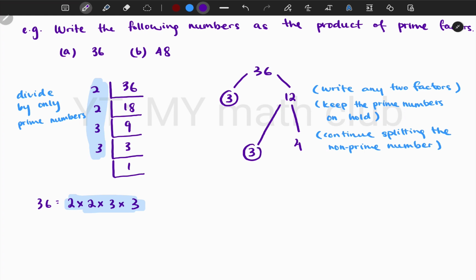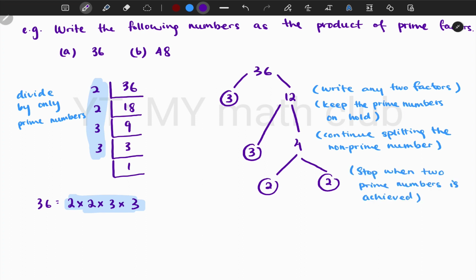Again, I see that the prime number 3 is there and I'm going to put it on hold and I'm going to continue branching from 4. At 4, I'm going to branch out into 2 times 2, and over here, I already get 2 prime numbers, right? These 2 prime numbers, I cannot continue splitting, so it means this is where I will be stopping. So all of the prime numbers that we have held from the very beginning until now, we're going to put them again into a product chain. Meaning to say, we're going to put 2 times 2 times 3 times 3. All 4 of these numbers are the product of prime factors of 36.